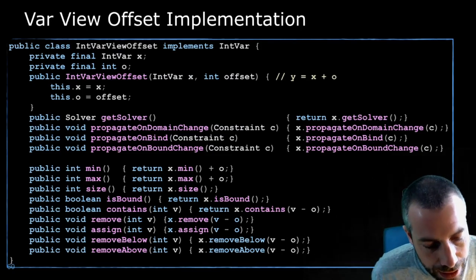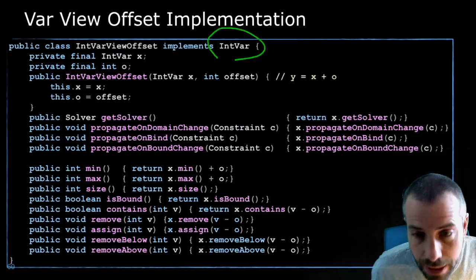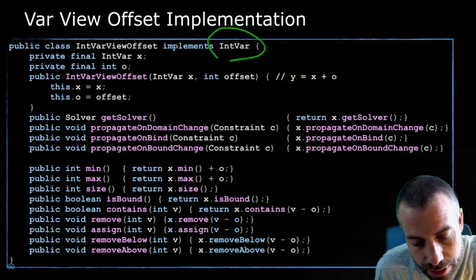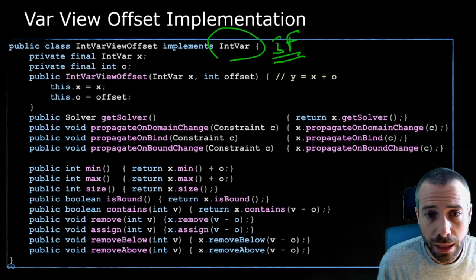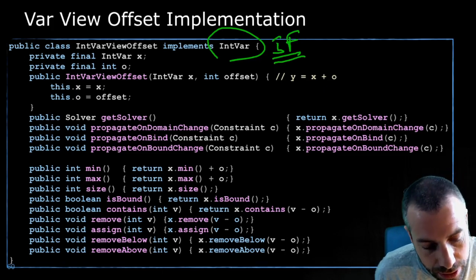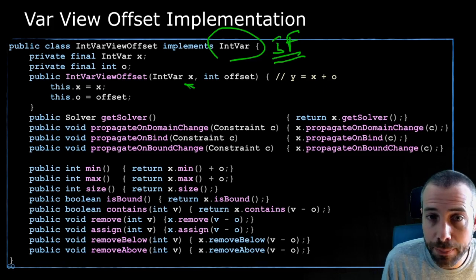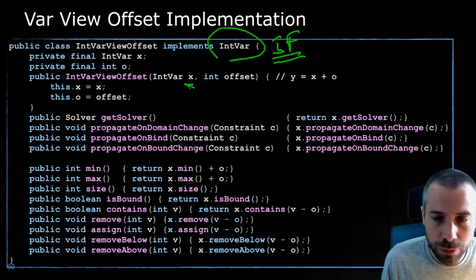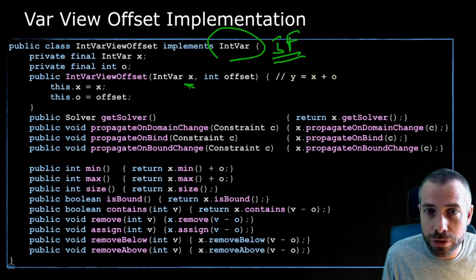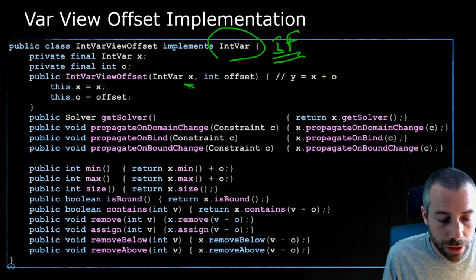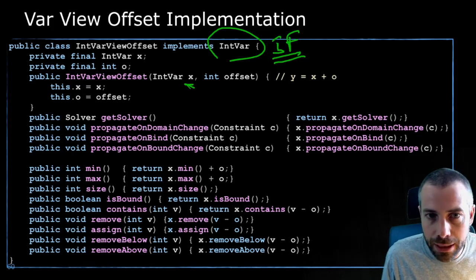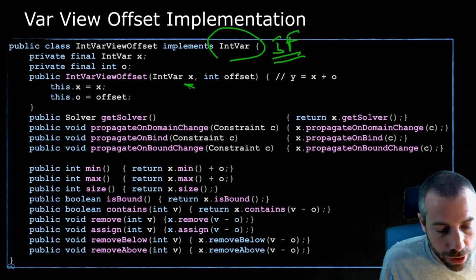So the IntVarViewOffset class will implement this, and this is the interface. Okay, this is an interface. This is not an implementation. And so what it means is that inside the constructor, we receive x, which is also of type of the interface IntVar, which means that we could even be able to compose views. We could apply a view on a view, for instance, okay? And the implementation that I propose here is completely agnostic of this, of the fact that we may want to compose views again and again.